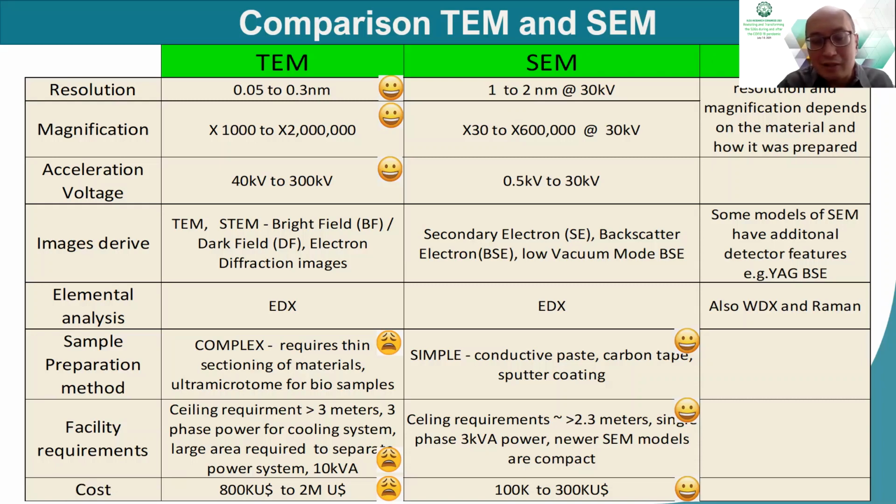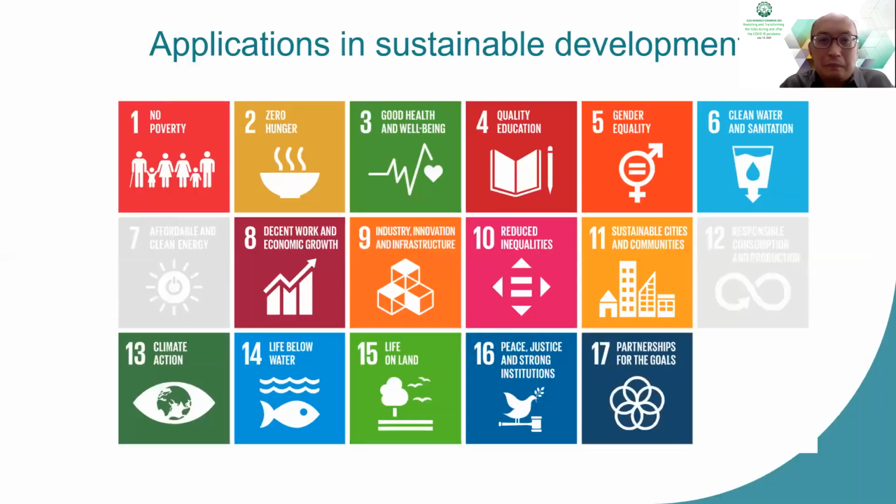SEM, even the bench type, is very compact, so there is not much room requirement, because it can fit in a small room. And of course, the cost of a transmission electron microscope is exorbitantly high compared to a scanning electron microscope.